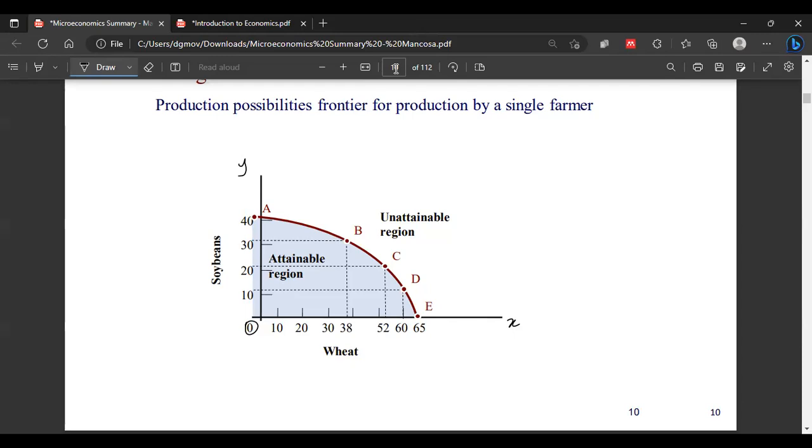So points along the PPC represent maximum attainable output. If you are operating here, you are operating at maximum capacity as this farmer. Are we together? What is maximum attainable output? It simply means you are using all your resources. If you use all your resources, you produce on the line, whatever combination. What are we saying? If you choose to produce 30,000 tons of soybeans, you will only be able to produce with the resources that are left after producing 30,000 tons of soybeans. The resources that are left can only produce 38,000 tons of wheat. Right? So these are your output combinations.